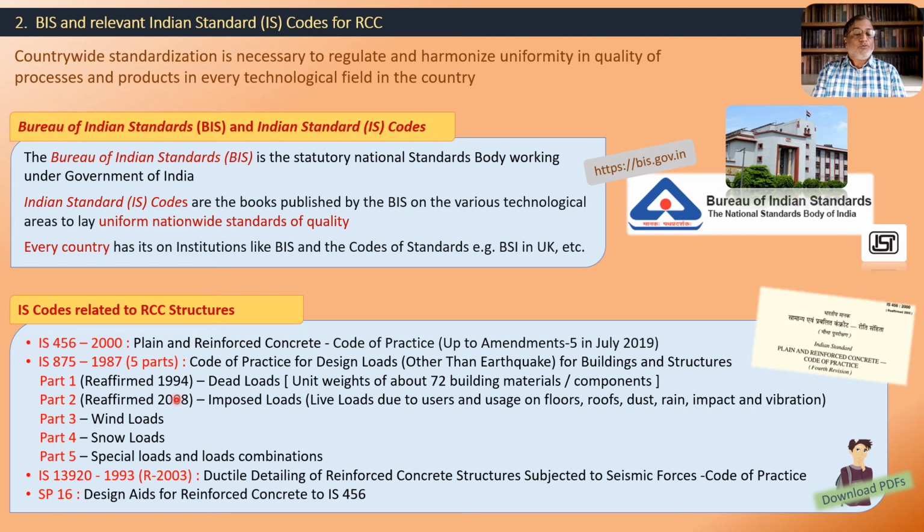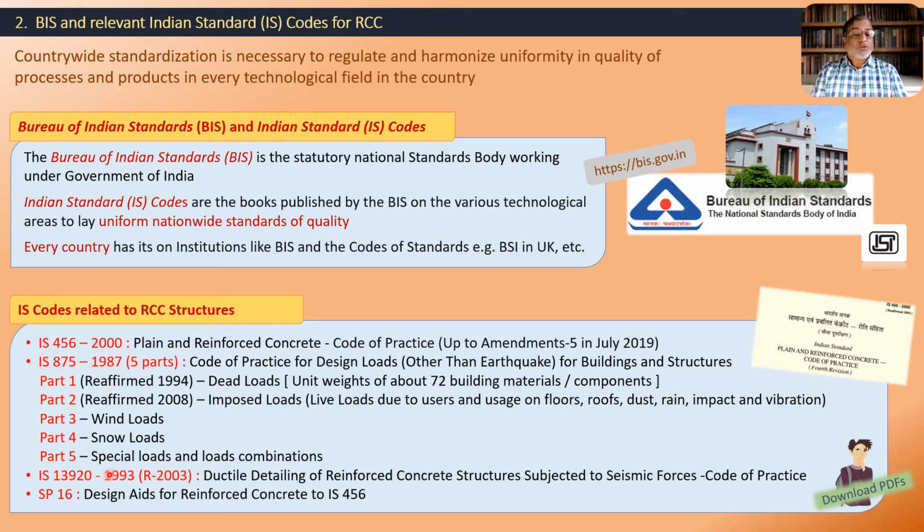Part 3 is wind loads. We know that wind is a natural phenomenon and it has a great impact on the structures. It exerts pressure, wind pressure, on the structures, and in that case it is necessary to study the wind loads in absolute detail. And the fourth is snow loads. Snow loads are related to the areas where snowfall is a common phenomenon, and you have to take the loads due to the snowfall also. So IS 875 part 4 is about snow loads.